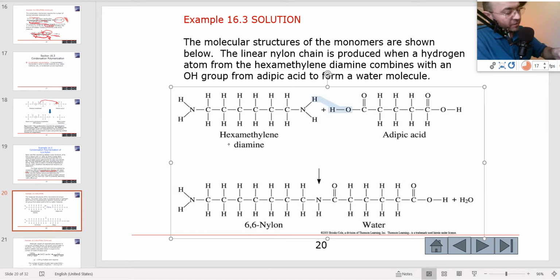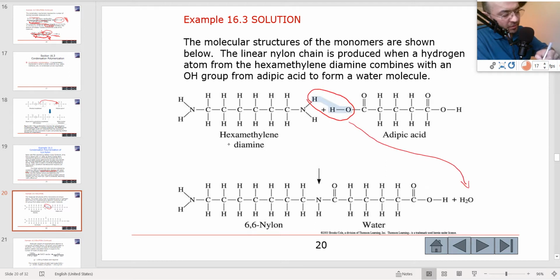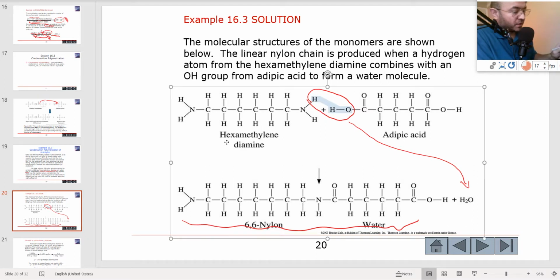Same thing here. So now what is happening is that these two will be removed as water, and then this will create the nylon. That will be the combination of nylon. If you are looking at every mole of this, you remove 1 mole of water from the equation. Now we are talking about 1000 gram of this.